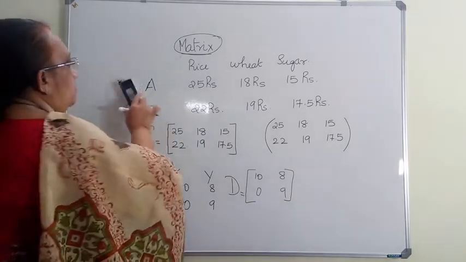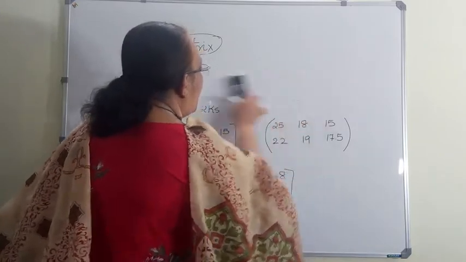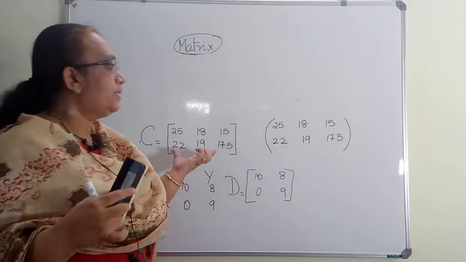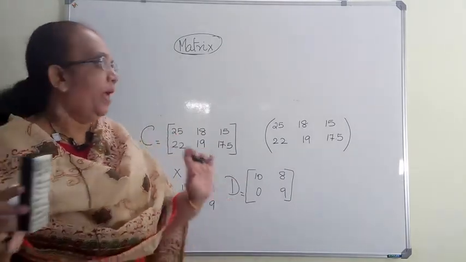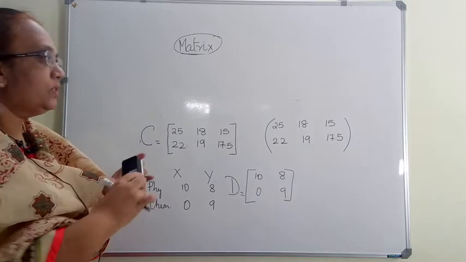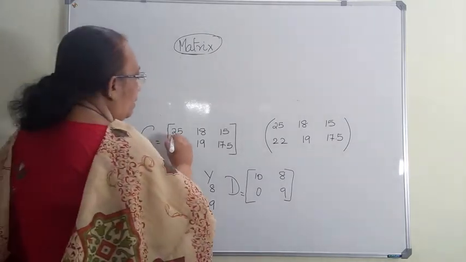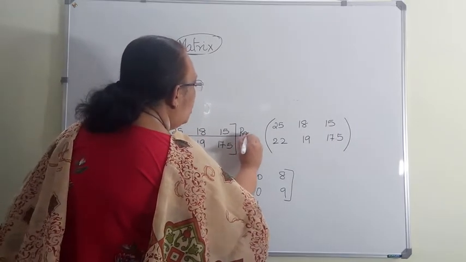Now, I hope you understood what a matrix is. A matrix is just information written in a compact form, and the compact form consists of, another new term is coming, it is written in terms of rows.